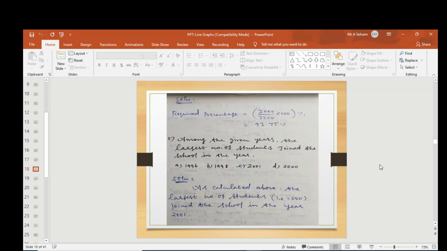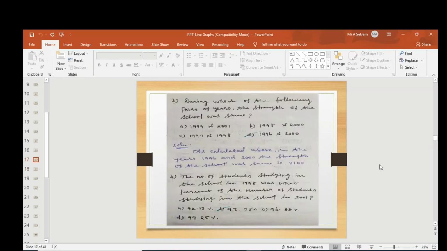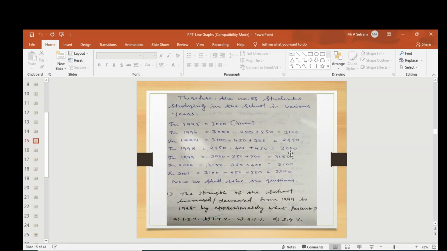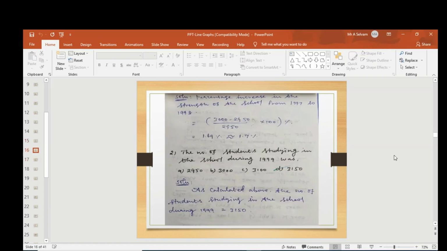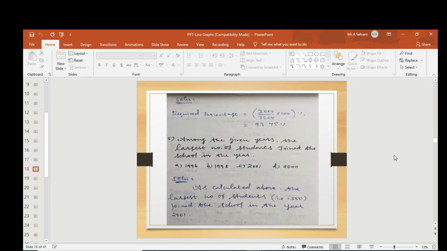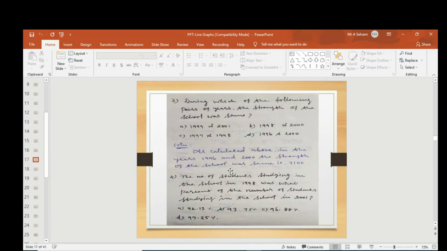Now we move on to the solution. In 1998 and 2001, what are the values? In 1998, 3000; in 2001, 3200. Now you can compare both years and find the percentage. The required percentage is 93.75%. Is it there in the options? Option B is the answer.